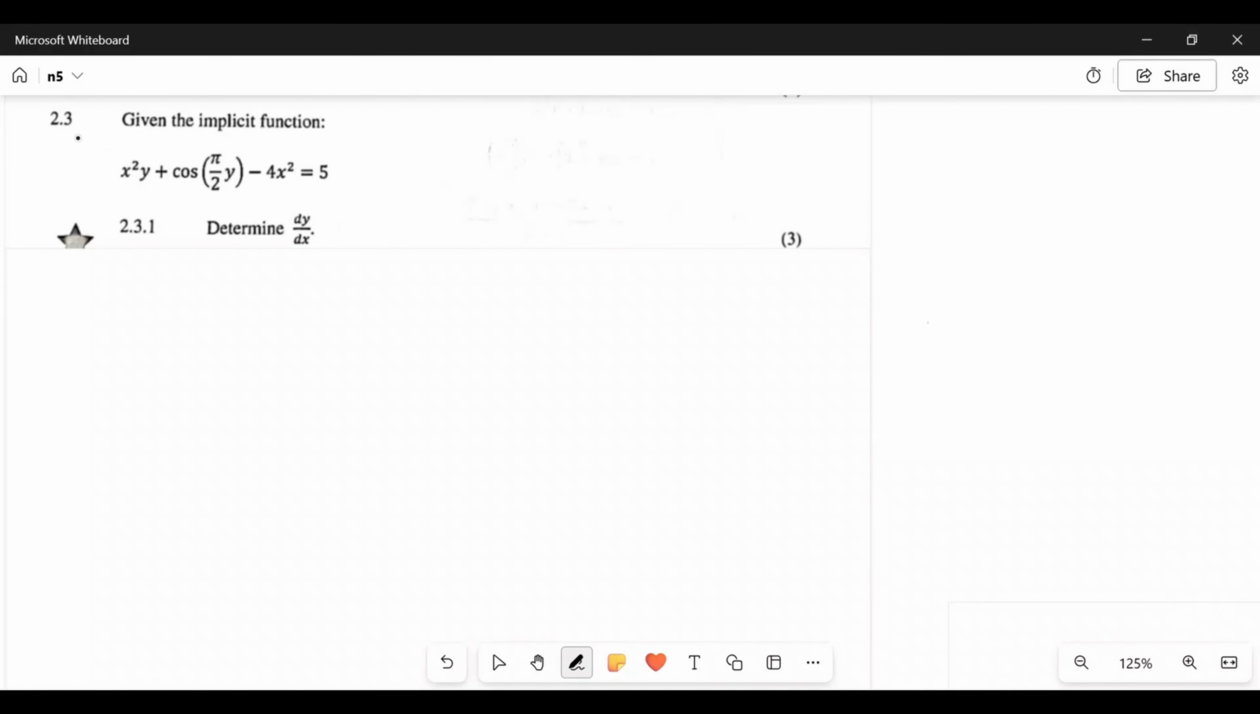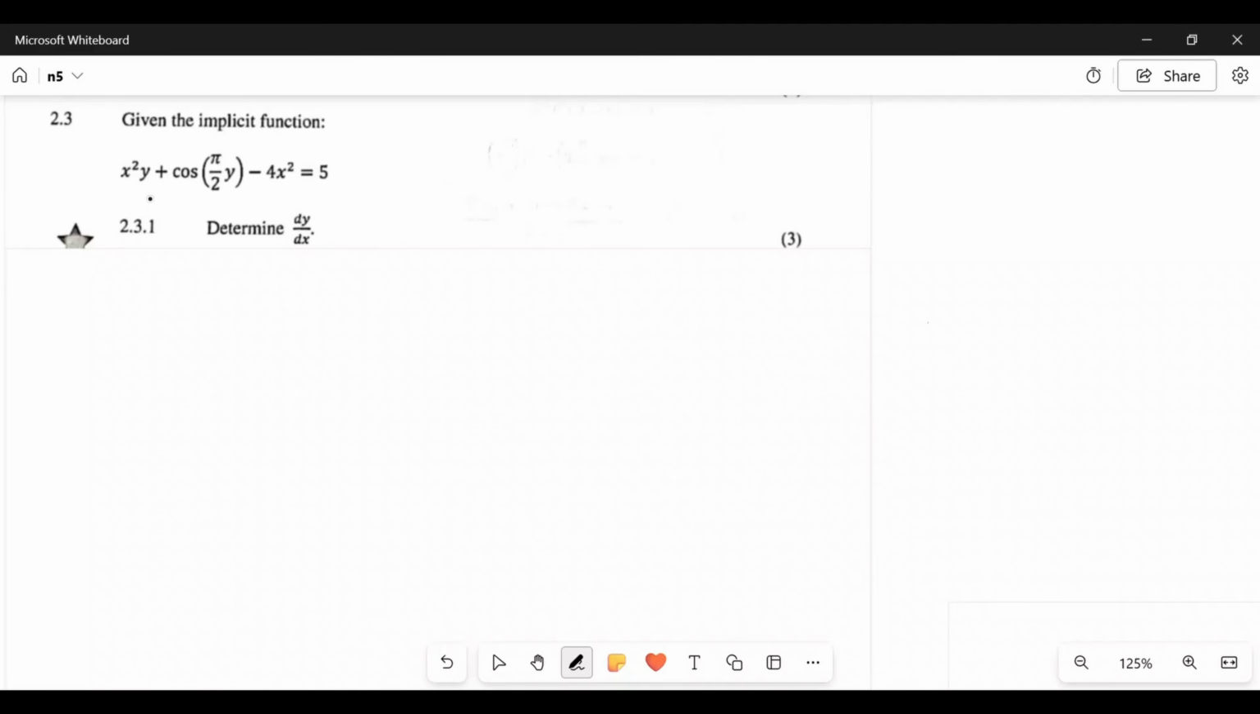As you can see from 2.3, there's a given implicit function. So meaning we need to do implicit differentiation here. We have x squared multiplied by y plus cos(pi over 2 multiplied by y) minus 4x squared is equal to 5. So this is an implicit function, and they want us to find dy over dx.